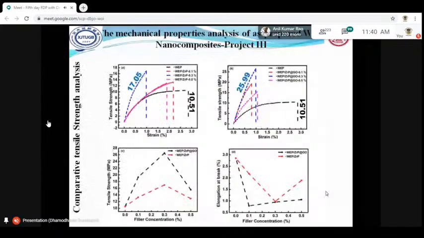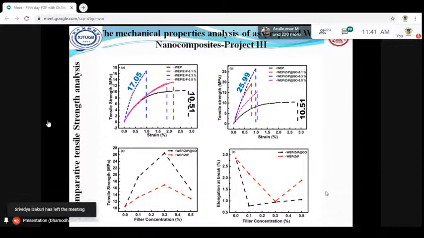So for the mechanical property analysis, we have worked with the tensile strength property. While we incorporate our zirconium phosphate with the WEP system, at the loading of 0.38%, we have got a better tensile property of around 17.05 megapascal. In the case of zirconium phosphate decorated GO, at the loading of 0.9, it is very less as compared with my first project. But when we compare with the neat WEP, it is somewhat good.